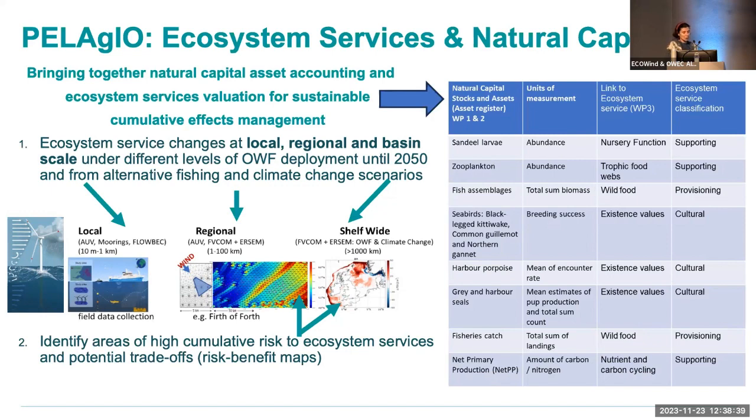So again, very similarly to throughout the whole work that we're conducting in Pelagio, the ecosystem services changes will be assessed at a range of spatial scales, so that is local, regional, and shelf-wide, under a range of offshore wind farm deployment scenarios and from alternative fisheries displacement and climate change scenarios. And then, to be able to bring this all together, thinking about cumulative and marine net gain, what will be available at the end is these risk-benefit maps where you can really assess the cumulative risk to ecosystem services and what the potential trade-offs in space use are.